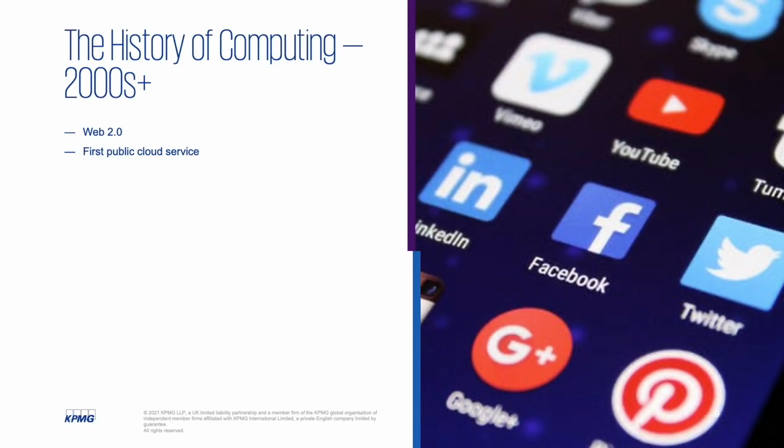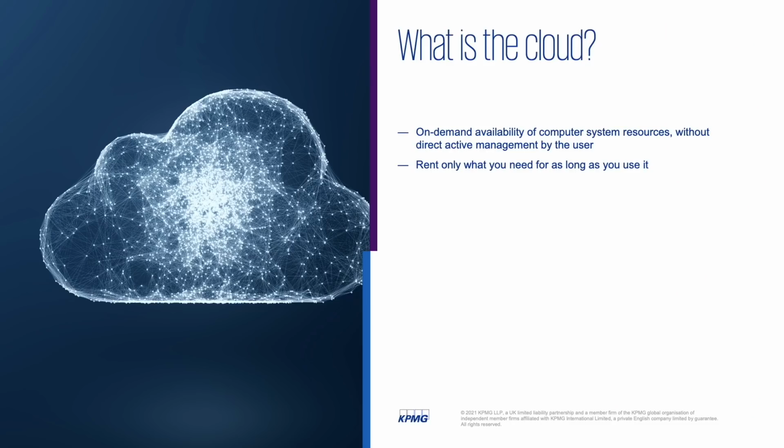Social media and Web 2.0 websites became so popular that millions and millions of users were visiting them that they were unable to use the traditional model of on-premise data centers to power the services that they required. It was from this then that Amazon Web Services launched their first public cloud service in 2006. So what exactly is the cloud, Saf?